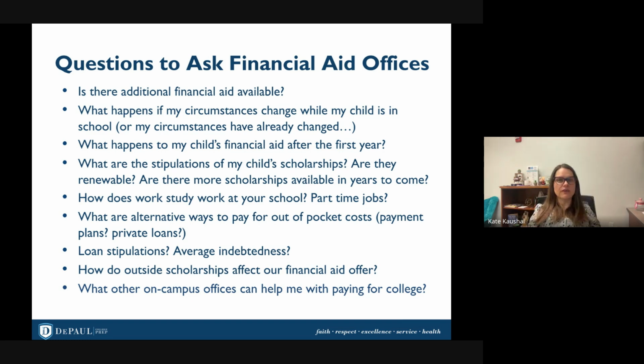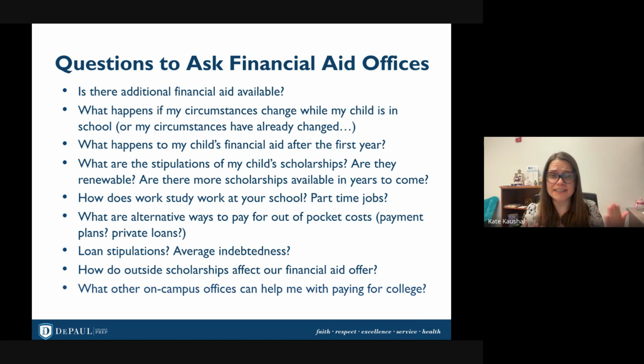What happens to my child's financial aid after the first year? We've discussed that one, but just hammering that point, you can ask the financial aid office that. Stipulations on scholarships. Are they renewable? Are there more scholarships in years to come? Work study. How available is work study? Like, will it be really hard for my kid to find a job on campus? Are there any part-time jobs that don't require work study status that my child could get and add to their income? You also want to ask, what are some alternate ways to pay for out-of-pocket costs? So are there payment plans, any private loans that they partner with?